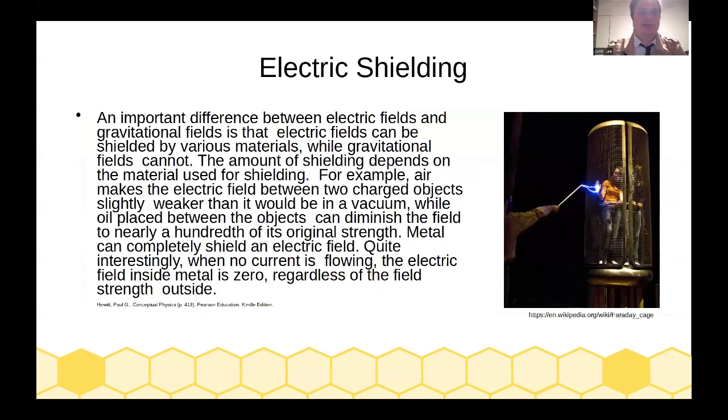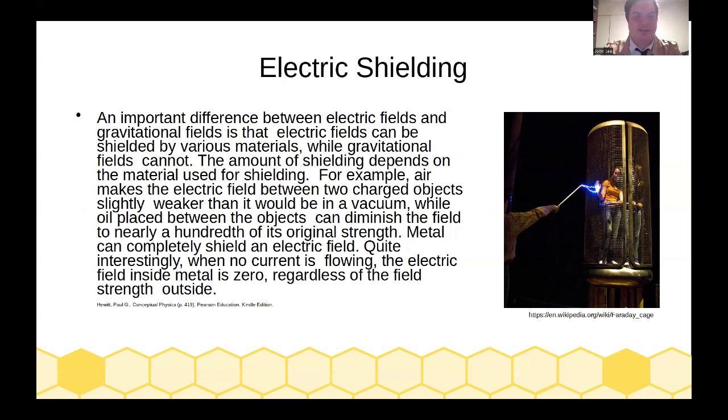An important difference between electric fields and gravitational fields is that electric fields can be shielded by various materials, while gravitational fields cannot. The amount of shielding depends on the material used for shielding. For example, air makes the electric field between two charged objects slightly weaker than it would be in a vacuum, while oil placed between the objects can diminish the field to nearly 1/100th of its original strength. Metal can completely shield an electric field, as I said in the last slide.